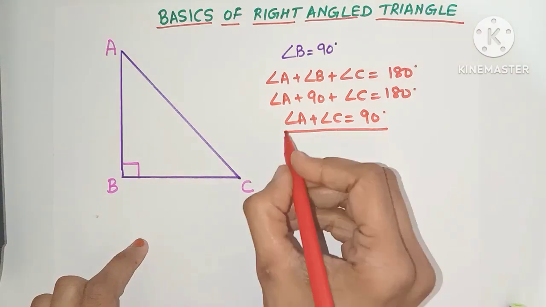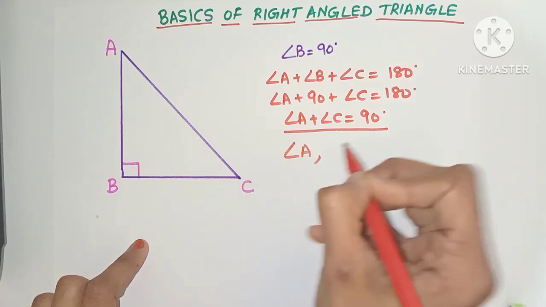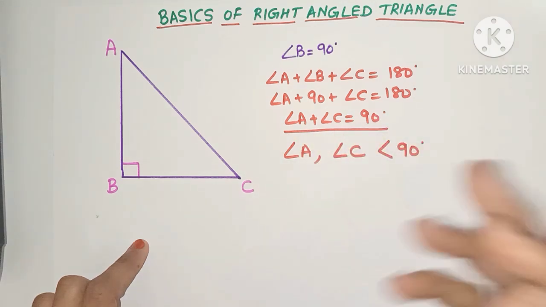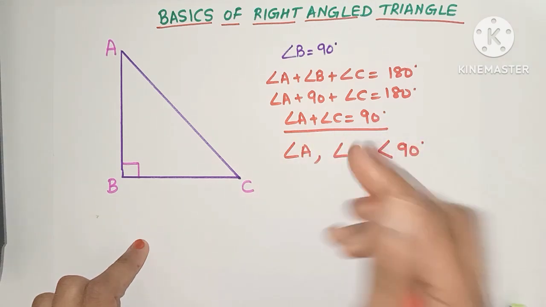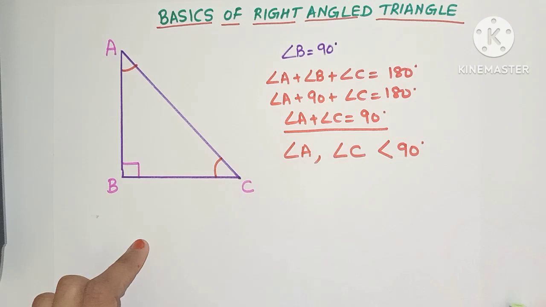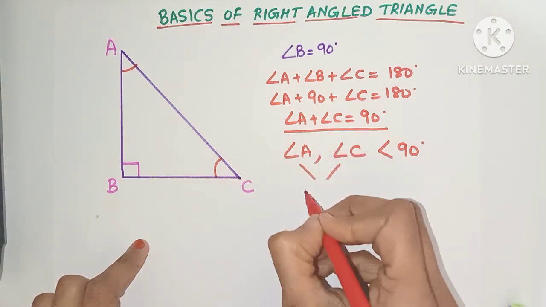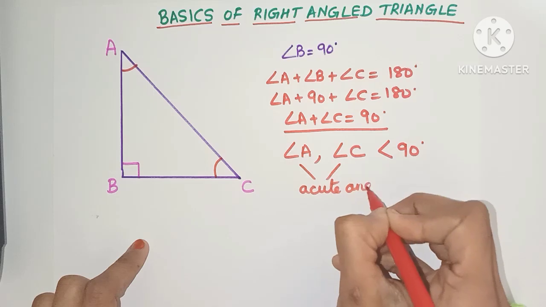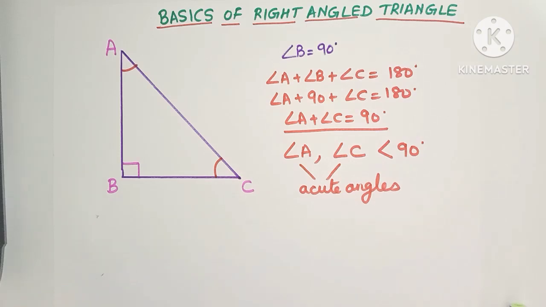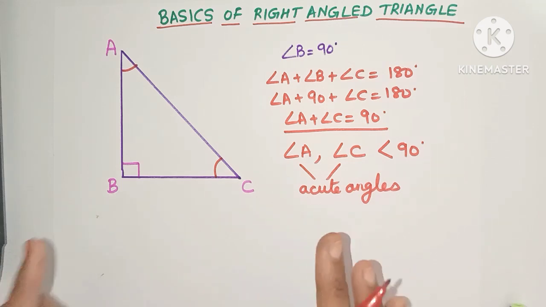Now this also means that each of these angles, angle A and angle C, each of them definitely have to be less than 90, friends. Because see, even if one of them is 90 or more than 90, how can the sum be equal to 90? That's not possible, right? It means that each of these two angles, angle A and angle C, have to be acute angles. That is very, very important. So remember, in a right angle triangle, one angle will be 90 and the other two angles will always be acute angles. So as far as angles are concerned, this is what you need to know.